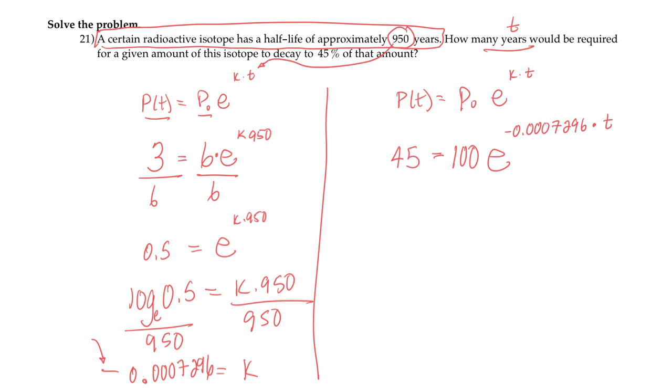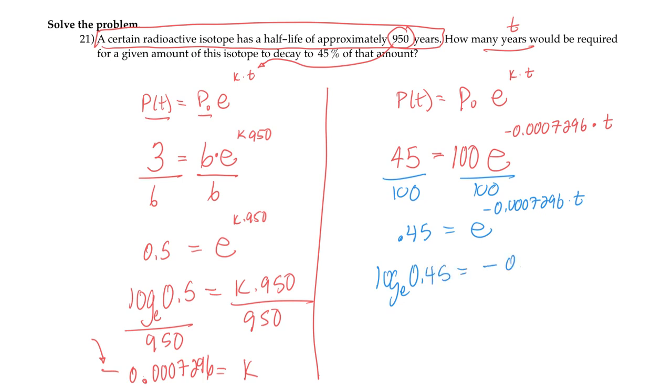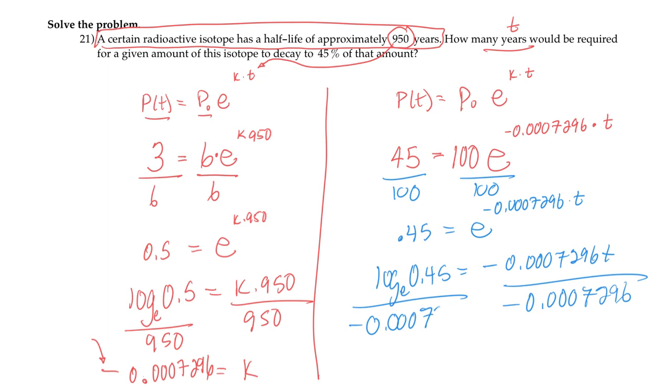To solve, do the same thing as we just did. Divide both sides by 100. So I get 0.45 is equal to e to the negative 0.0007296 times t. Again, now change it to log form. Log base e of 0.45 is equal to negative 0.0007296 t. Divide both sides by negative 0.0007296. I'm getting tired of writing that number. Okay, calculator.